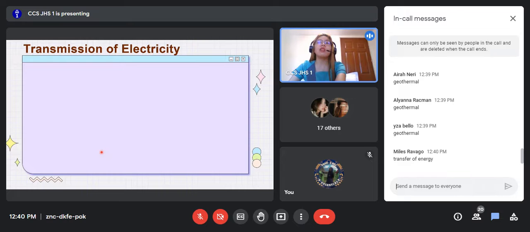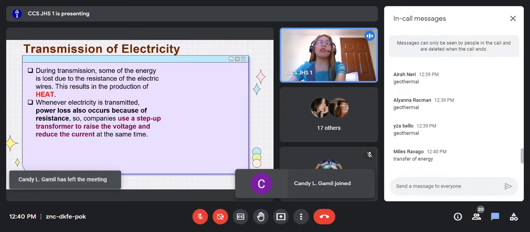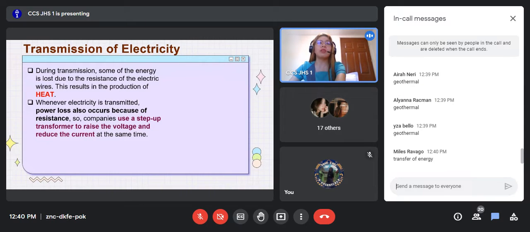So after the generation of electricity in power plants, we need to transfer this electricity. So during transmission, some of the energy is lost due to the resistance of the electric wires. This results in the production of heat. When we say electrical resistance, this is a force that will counteract the flow of the current. So that is why we need voltage. We need to increase the voltage so that it can push the electric charges. So whenever electricity is transmitted, power loss also occurs because of the electrical resistance.